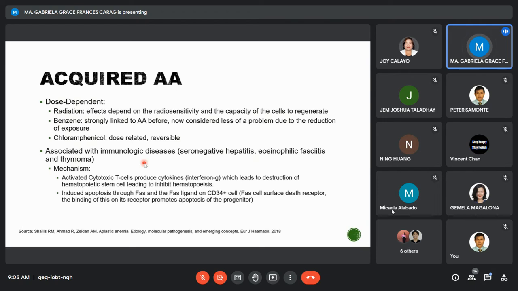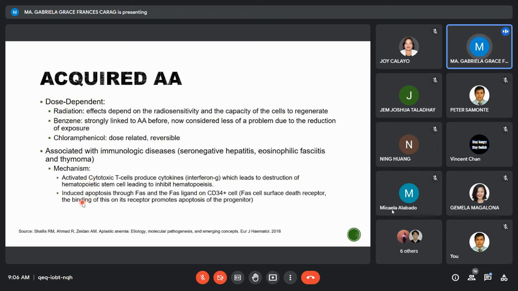So next po is associated immunologic diseases. These are the seronegative hepatitis, eosinophilic fasciitis, and thymoma. So there are two mechanisms of immunologic diseases po. The first mechanism is it activates cytotoxic T cells which produce cytokines. So cytokines are pro-inflammatory po, especially the interferon gamma, which leads to the destruction of hematopoietic stem cells.